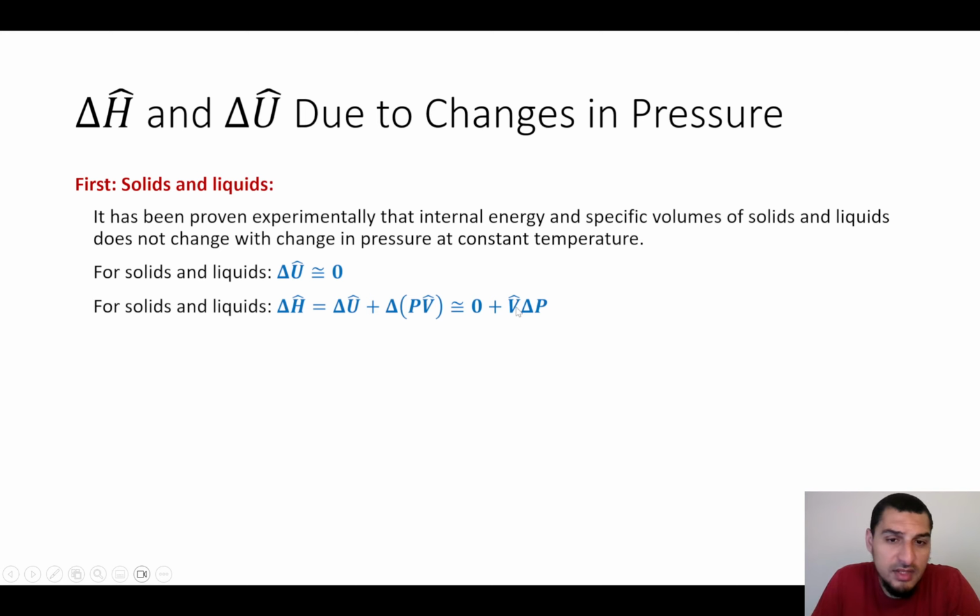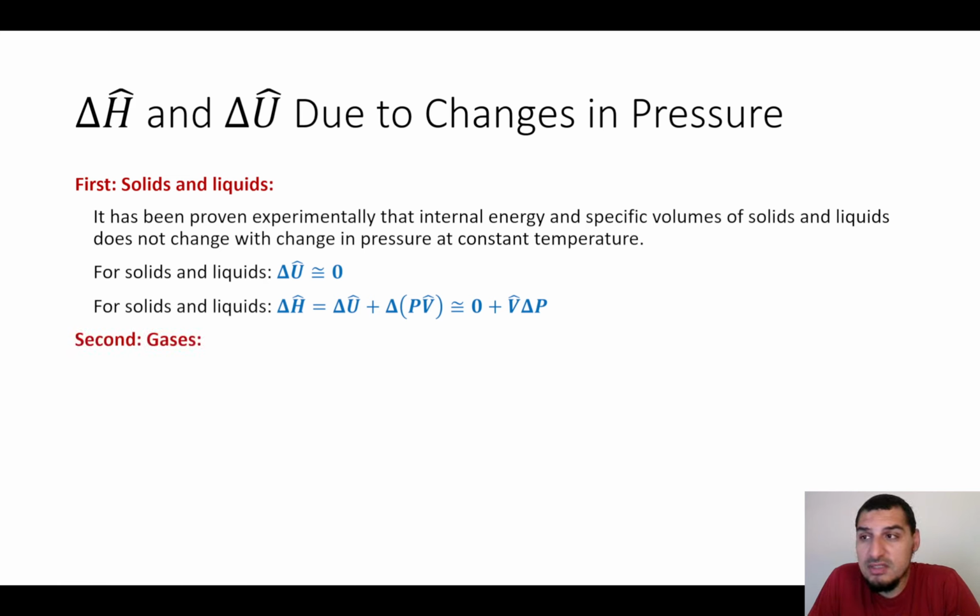It should be V hat delta P plus P delta V hat, but delta V hat is going to be 0 as well. So it's going to be only V hat delta P. So this is for the effect of pressure. There is no effect on internal energy for solids and liquids. The only effect is for the enthalpy, which is V hat delta P. And by the way, this is usually not a very big number. So this is the first thing.